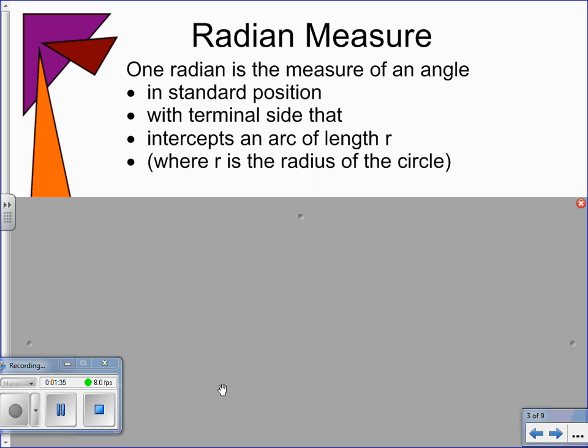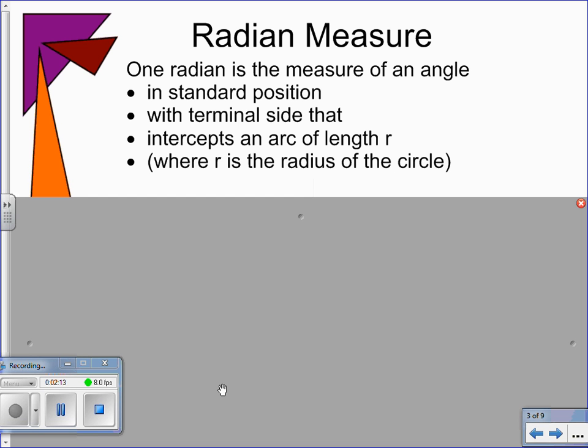So 1 radian is the measurement of an angle in standard position. We have an initial side on the positive x-axis. The terminal side intercepts an arc. Think about an arc. You talked about arcs in geometry. They're the outside curve of the circle, just not usually the whole circumference. It intercepts an arc that has the same length as the radius. If you're intercepting an arc that has the same length as the radius of your circle, that's 1 radian.